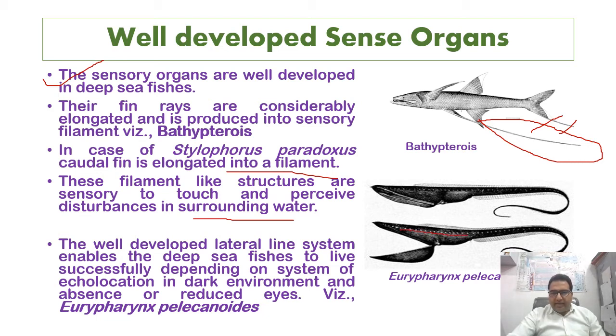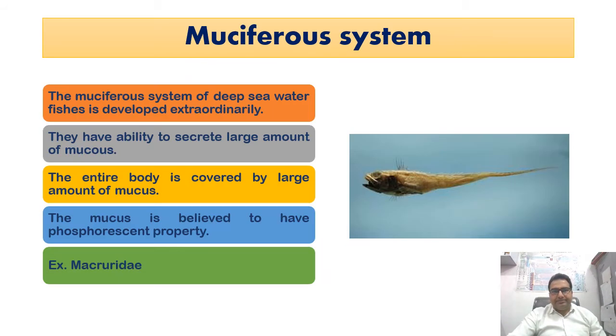Then again, we see that they have a well-developed lateral line system as well. In such fishes, the well-developed lateral line system enables the deep sea water fishes to live successfully, depending upon this system, which we call echolocation, in the dark environment. And in the absence or reduced eyes, this feature is very important in the case of these fishes, and in the case of Eupharynx pelecanoides. So we see that the lateral line system is very developed, and it compensates for the reduction in the eyes.